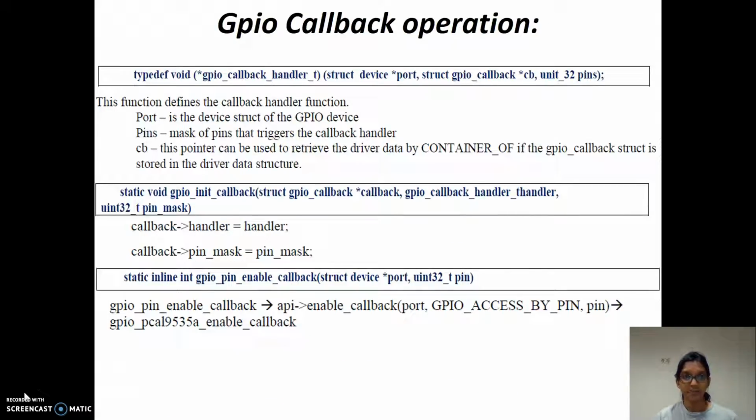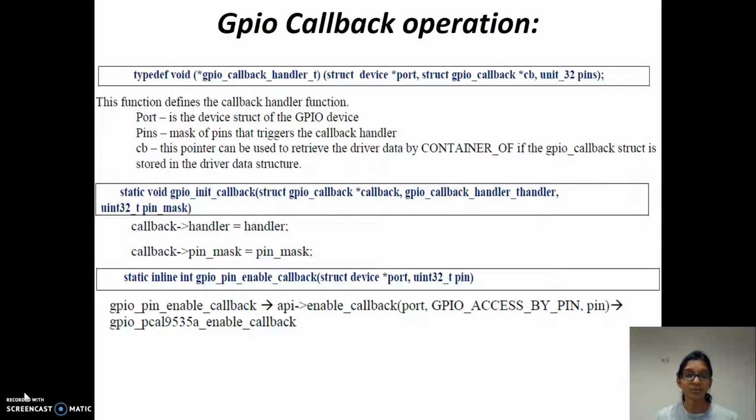GPIO callback operation. The GPIO callback handler defines the callback handler function. The following are its arguments. First, the port is the device structure of the GPIO device. The pin specifies the mask of pins that trigger the callback handler. The GPIO callback structure pointer, if initialized in or stored in the private data structure, when we use a container of macro, we can retrieve that private data structure of the device.